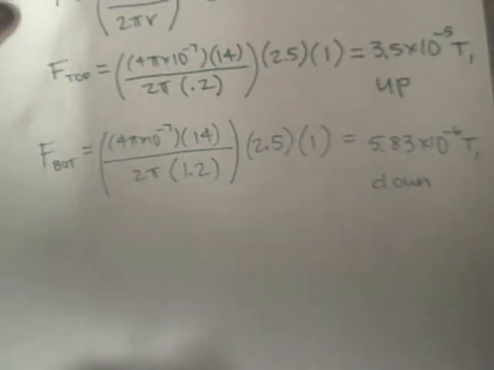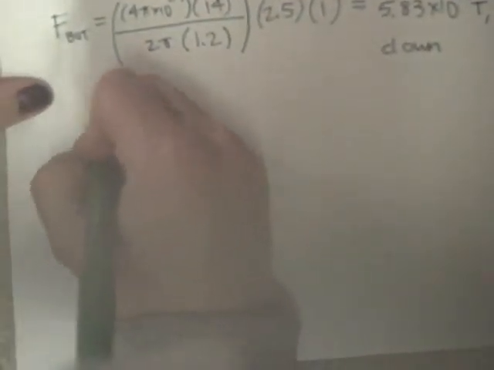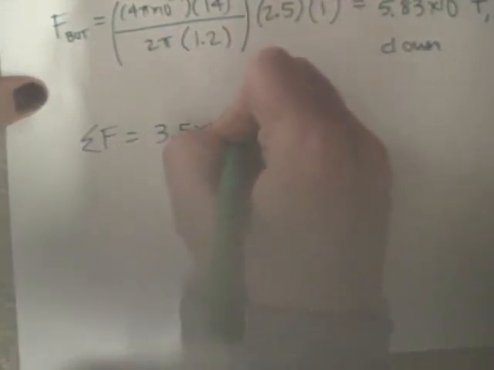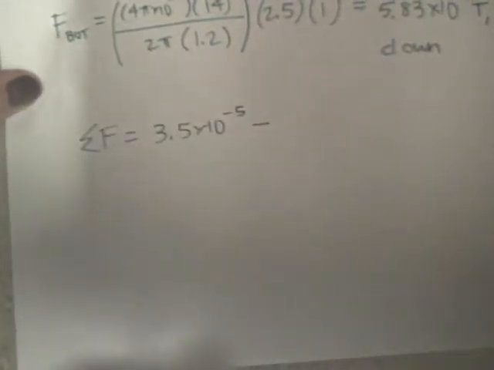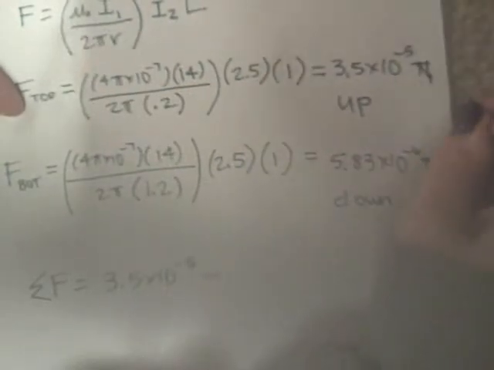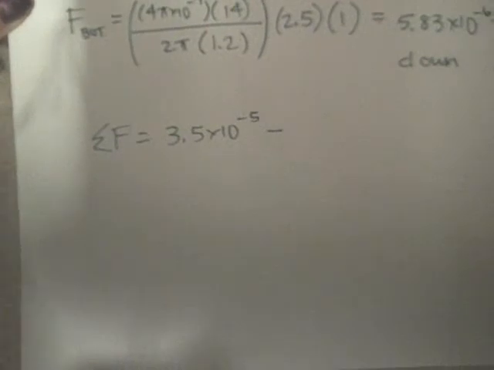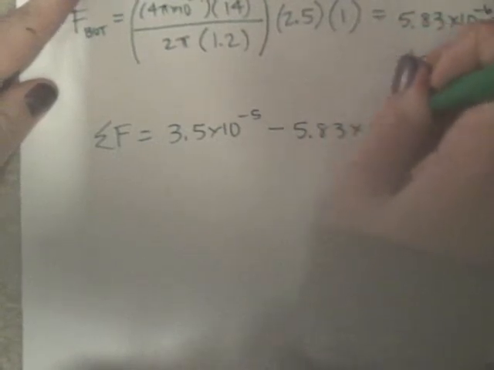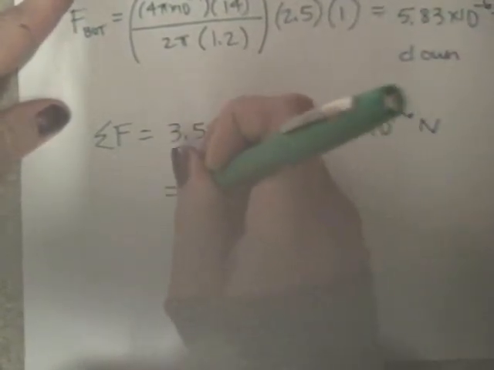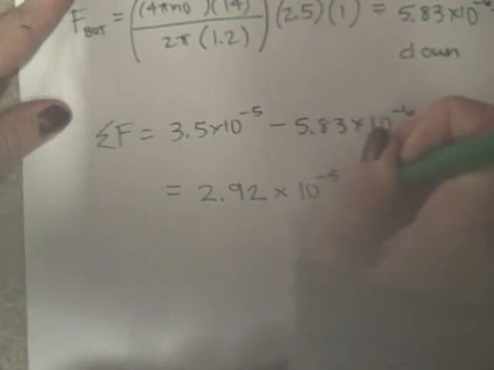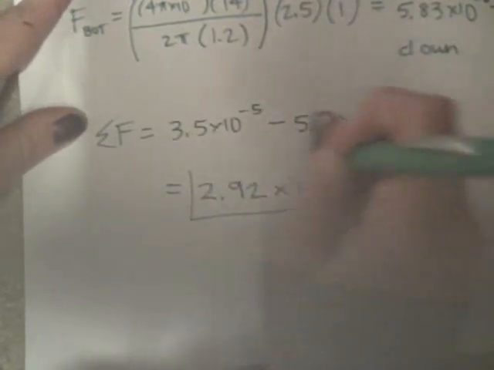And now it's just a situation of finding your net force. And so the sum of your forces is the top one is going to move it up, so I'll call that a positive 3.5 times 10 to the negative fifth. And the bottom one that we just solved for is going to be moving it down, and I just realized I called the unit of force Teslas, which is wrong. They should be newtons. So I have 3.5 times 10 to the negative fifth newtons minus 5.83 times 10 to the negative 6 newtons. And altogether then I get a total of 2.92, we can round to, times 10 to the negative fifth newtons, and your direction would be upwards.